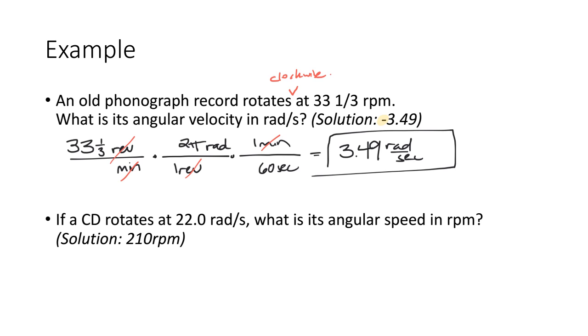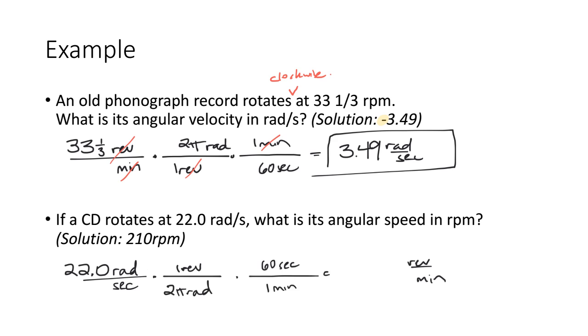Let's try this next one. It says if a CD rotates at 22 radians per second, what's its angular speed in RPM? You would start with 22 radians per second. Fill in your conversion, and then you actually have to be really careful when you type this into your calculator, because the answer is 210 revolutions per minute, but some people will get 2073, and that depends on how you enter this into your calculator, depending on the order of operations.